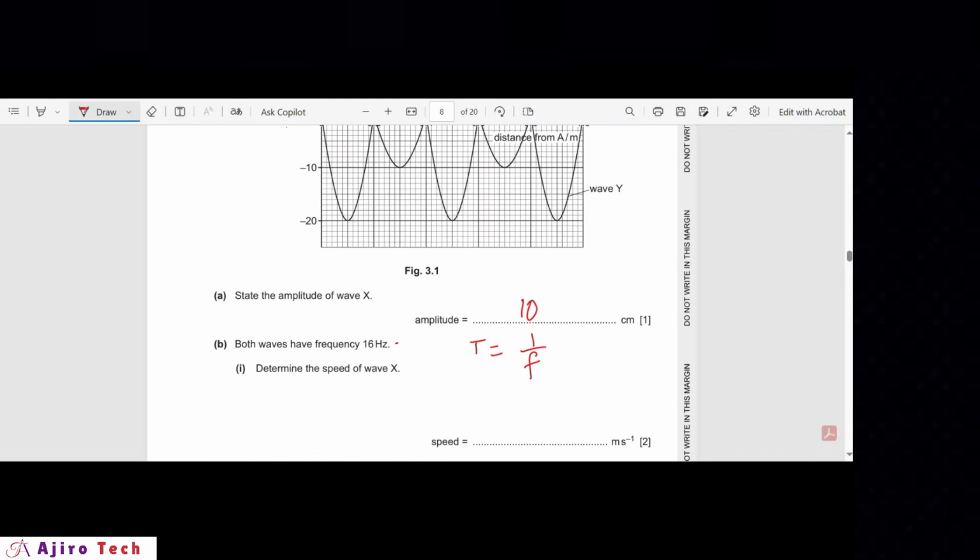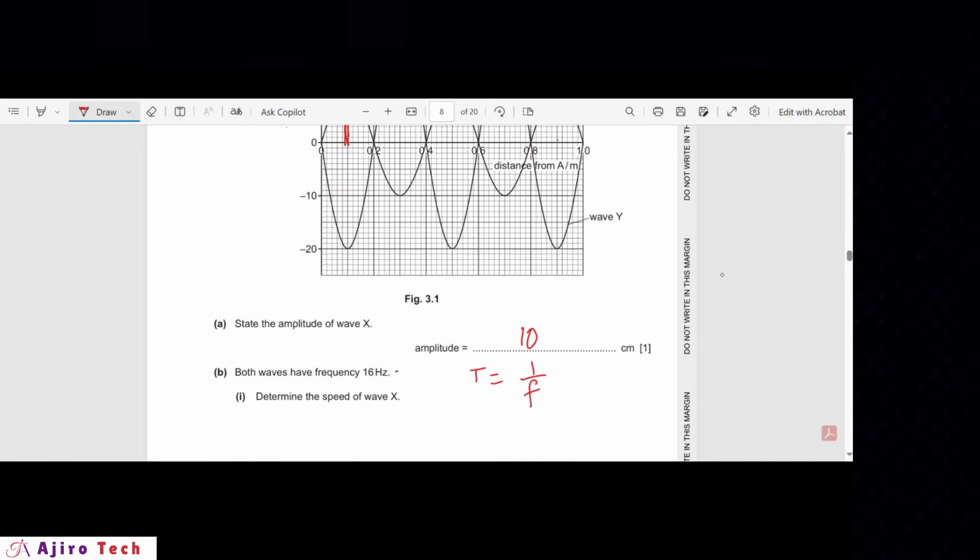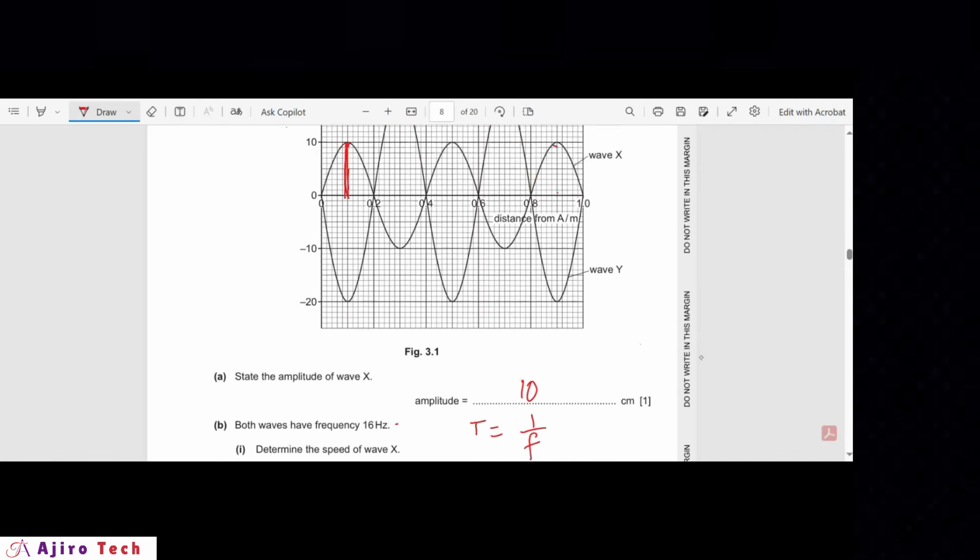Then it means they are coherent. When two waves have constant phase difference, automatically they are coherent waves. Okay. Determine the period and the speed of x. Same period, same frequency, same period.